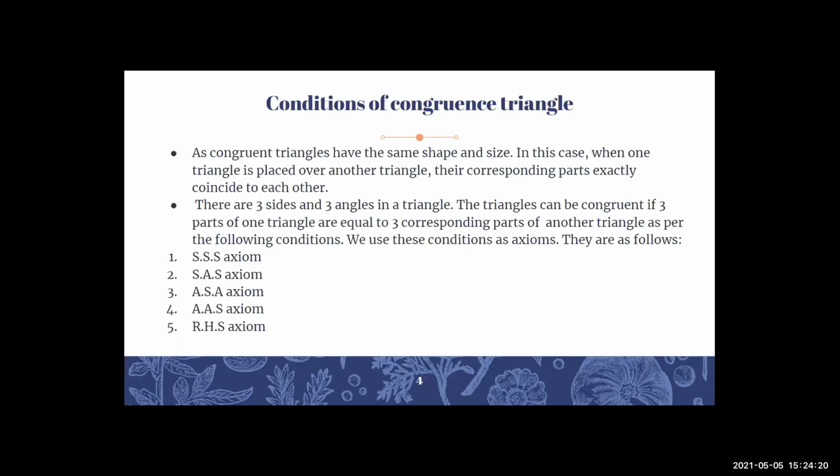Secondly, we have conditions of congruence of triangles. Two triangles can be congruent if three parts of one triangle are equal to three corresponding parts of another triangle as per the following conditions. We use these conditions as axioms, and there are five conditions as axioms.